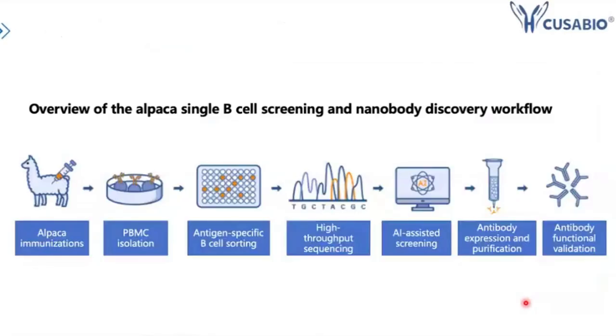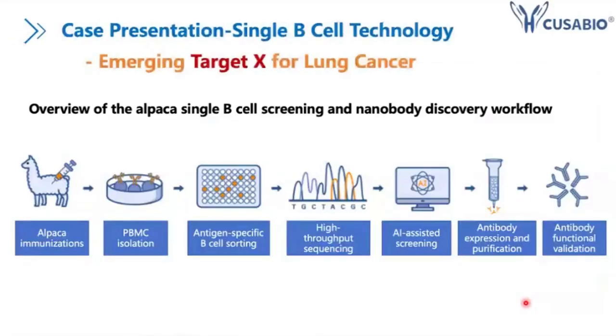Okay, so after the basic knowledge, let's go back to the case. The case is very important. This is the case presentation from the CUSABIO nanobody discovery. In this case, we use the single B cell technology. The target we are talking about today is, let's just say, target X. We will just keep it a secret, and if you want to know more, we can talk more.